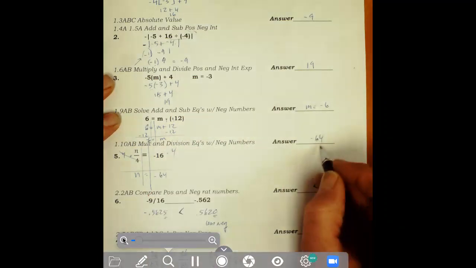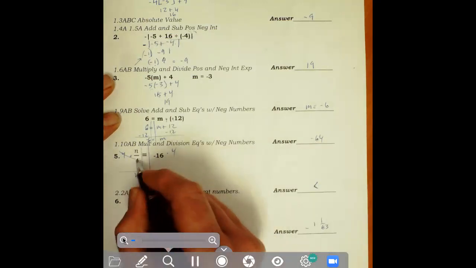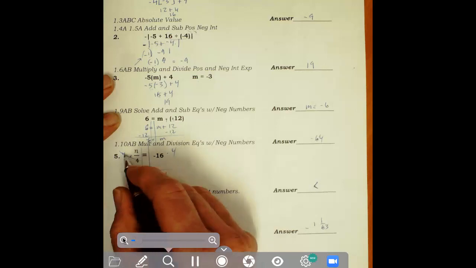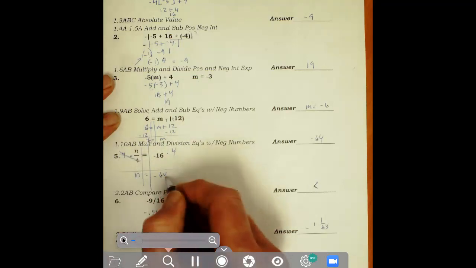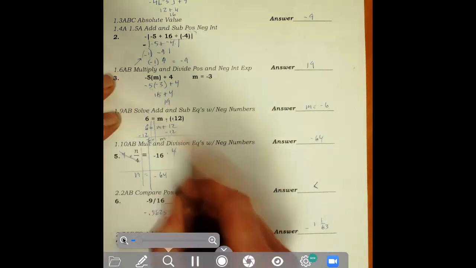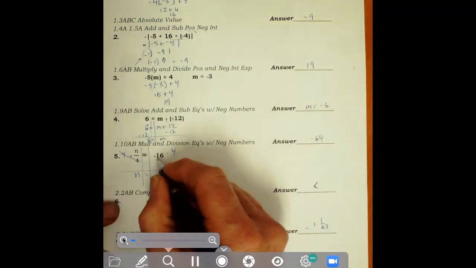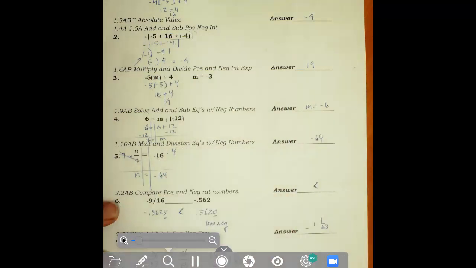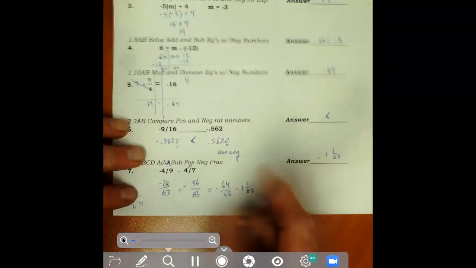This one is a negative 64. You have to get rid of this positive. Divide by positive 4 by multiplying by 4 on both sides. These cross off. 16 times 4 is 56. Hang on. 16 times 4 is 64, and it's a negative times a positive. There's my negative 64.